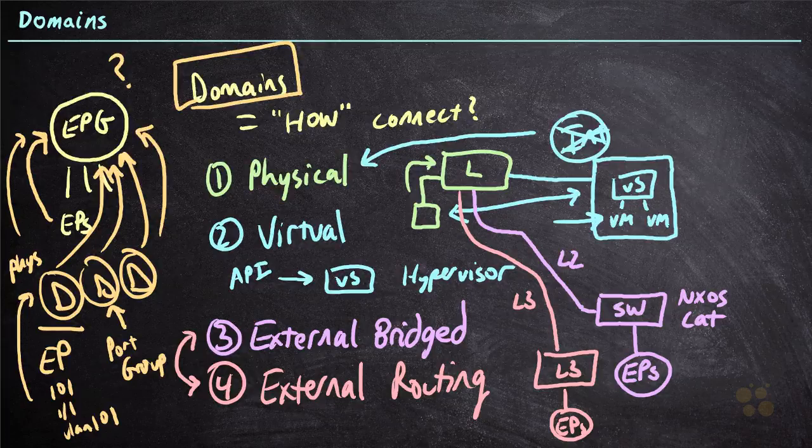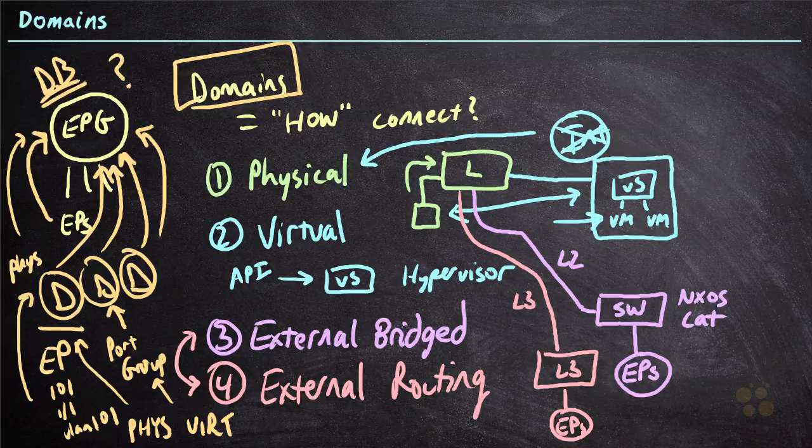And so here we can see, even as part of this example, let's say this is a database endpoint group. Well, what if we have physical database servers? Well, that would be part of the physical domain, and virtual database servers, part of our virtual domain. And they can be part of the same endpoint group because we can map multiple domains to a single EPG.